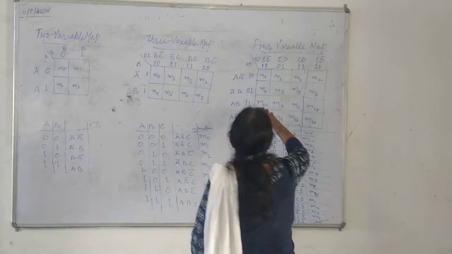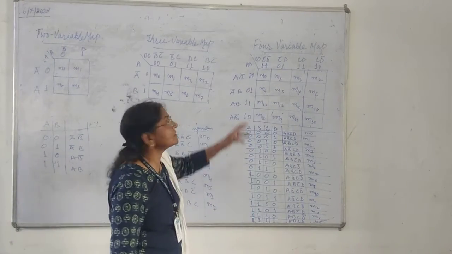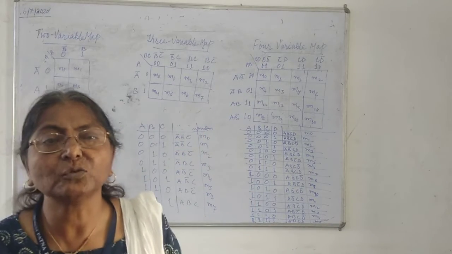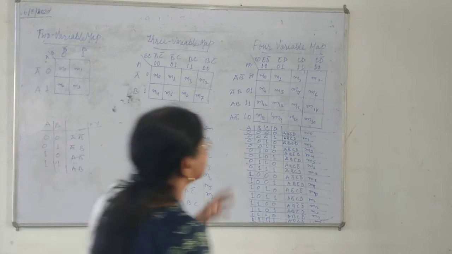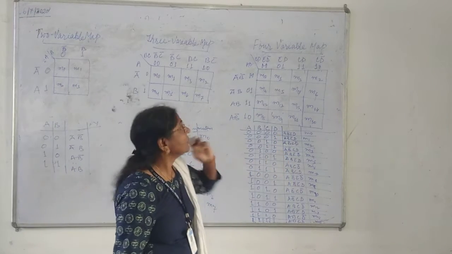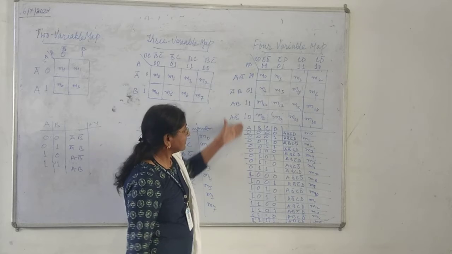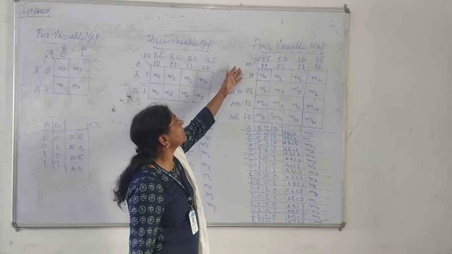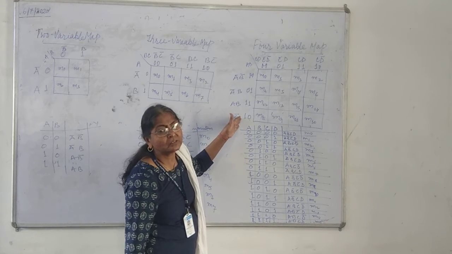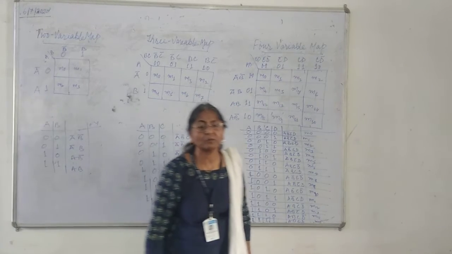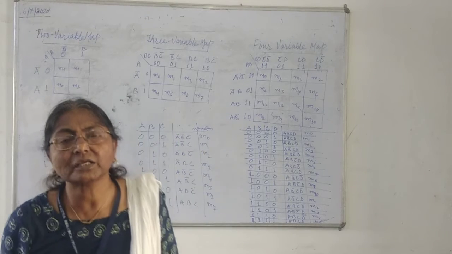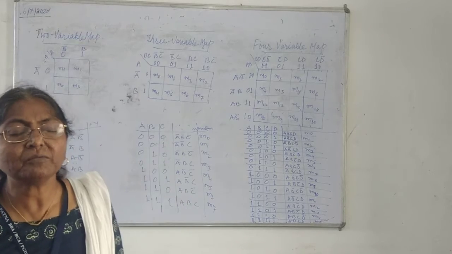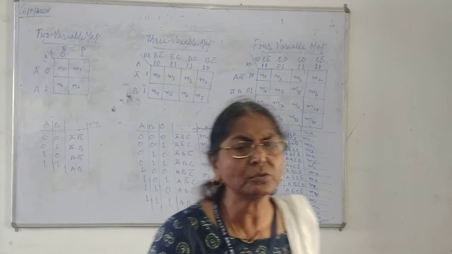And in this map, I have used 4 variables: A, B, C, D. 2 variables I have taken on the vertical line and 2 variables on the horizontal line, that is, on the y-axis and x-axis. I have taken AB at this side and CD at this side. With 2 variables, there are 4 possible binary combinations, and here also 4 possible binary combinations. And here I am again saying, always use gray code while you are doing addressing on the K-map.